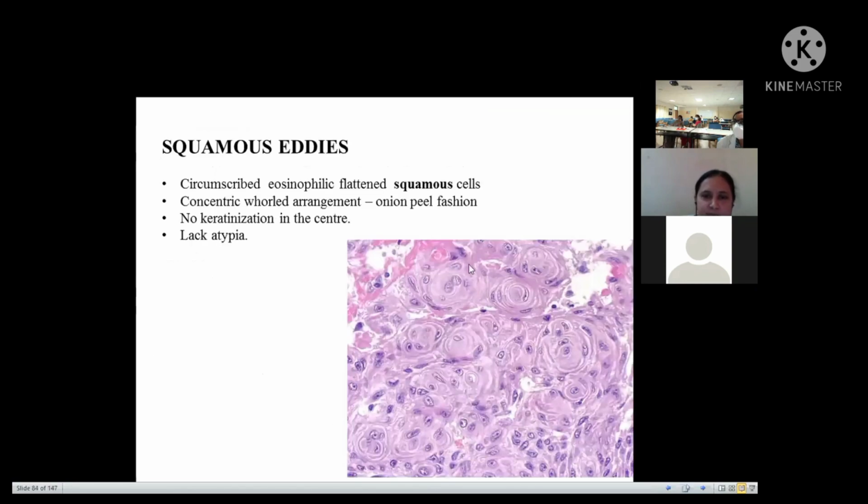Whereas these squamous eddies, we do see them in various lesions, even in adnexal tumors. Today we saw them in proliferating tricholemmal tumor. These are circumscribed eosinophilic flattened squamous cells, and they have a whorled arrangement in an onion peel fashion. There is no keratinization in the center, and these cells lack atypia. So it is seen in pilar tumors like proliferating trichilemmal tumor, and even in the desmoplastic variant of trichilemmoma.